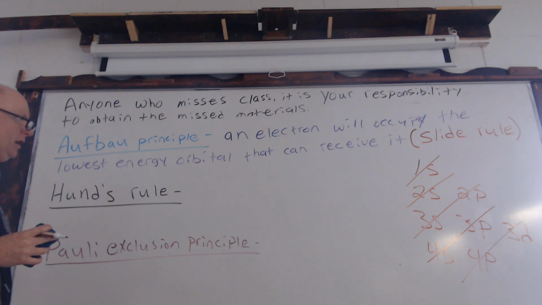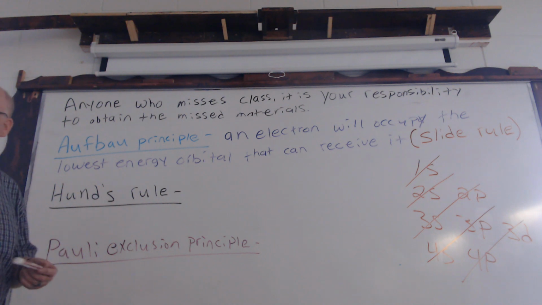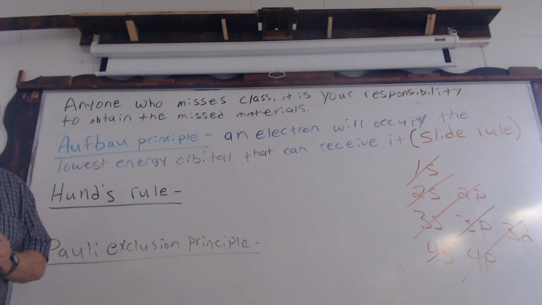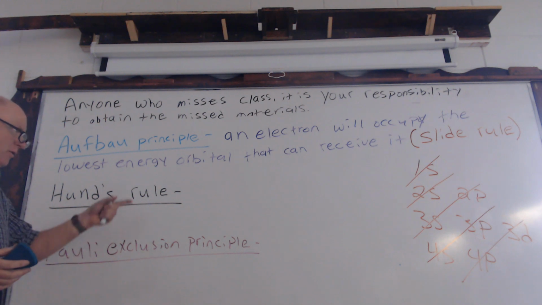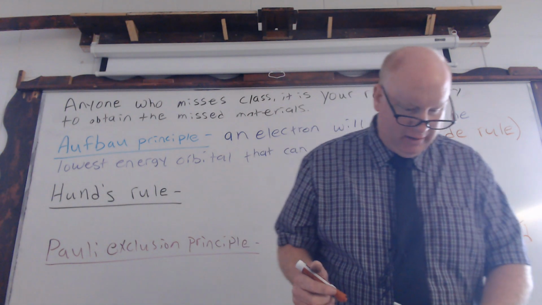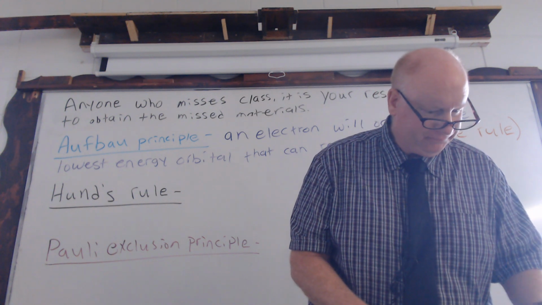So if you can associate the slide rule with this, you're a third of the way home. Why is it not half? Just one? Because we got two more. One out of three, 33%, if my math is correct.